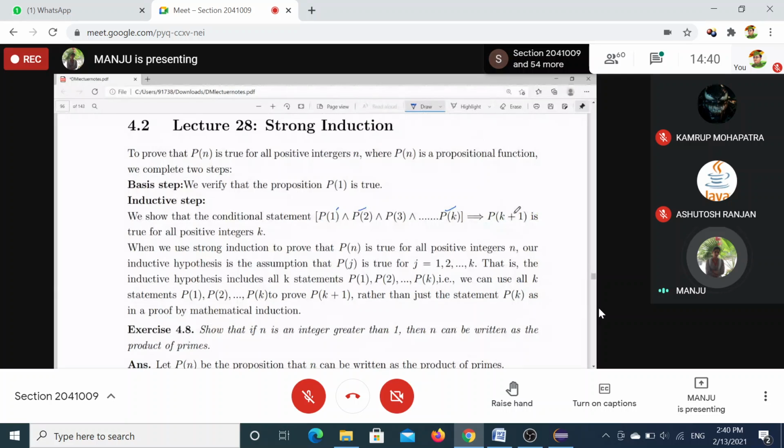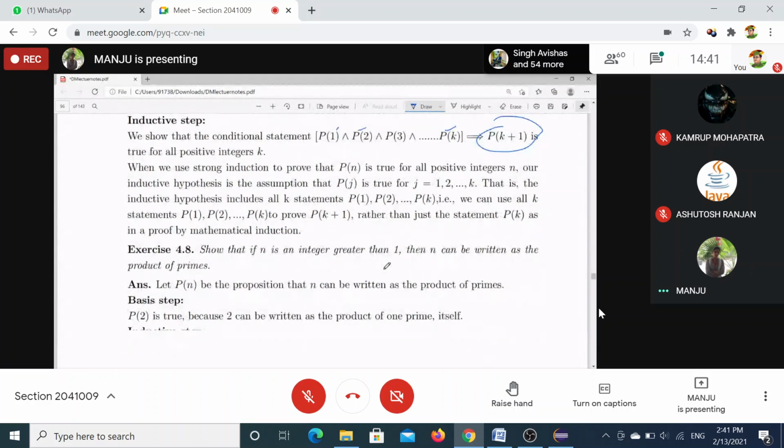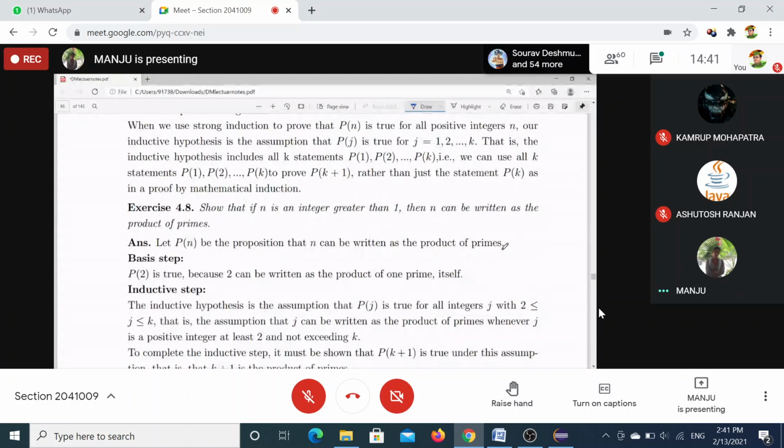Or Pk plus 1. So strong induction is very, very useful, because you can use any of these in between to prove Pk plus 1. And we use that. Here your Pn is this one.